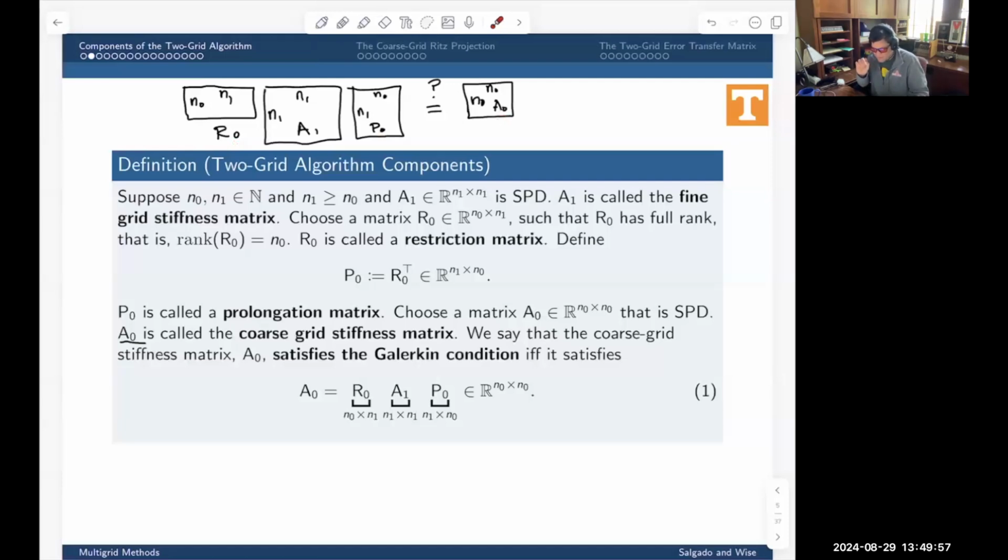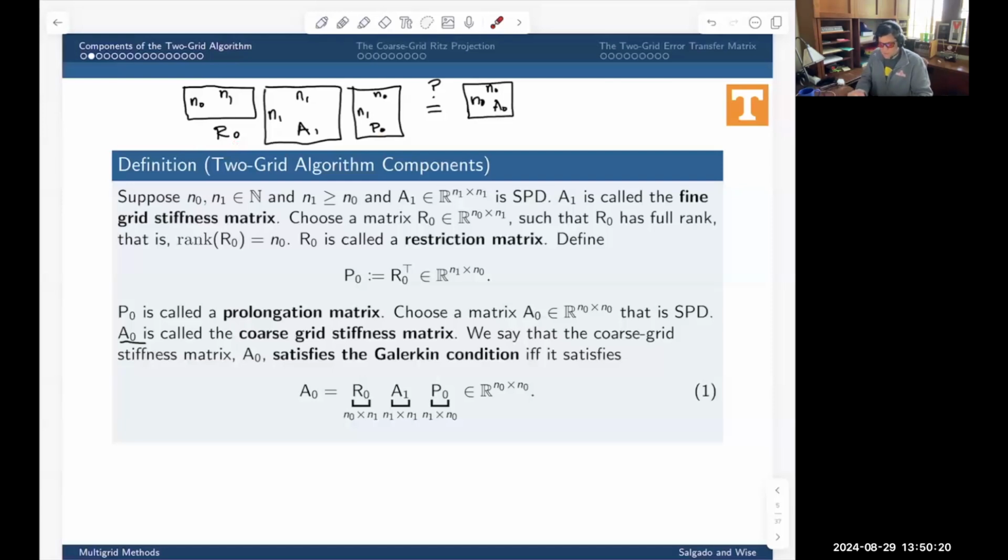If it does equal that, we say that the Galerkin condition is satisfied. Okay, so if A0 is the symmetric positive definite matrix equal to this product, then I say that A0 satisfies the Galerkin condition. Now, here's the first question. Does this even make sense?